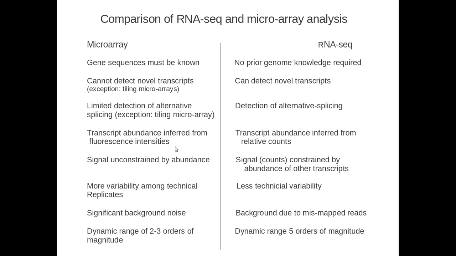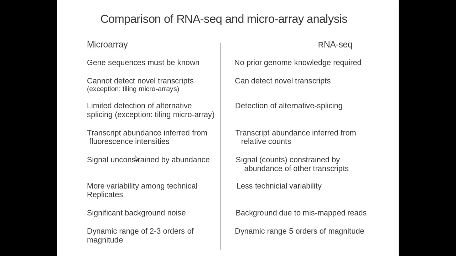Here we have a lot of background noise due to the fluorescence intensities, so you always end up with background signal in microarray analysis that has to be corrected for, where we have far less sources of noise in transcript abundance estimates from RNA-seq.